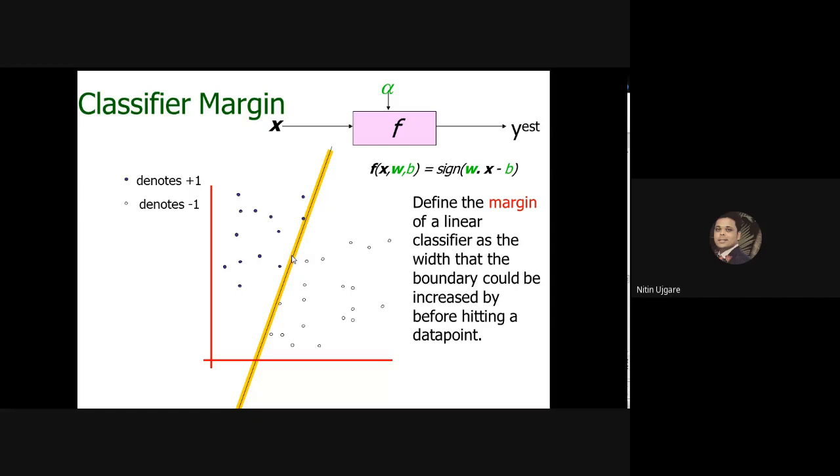We create a margin of a classifier as the width of this solid black line, which is mentioned in between this yellow line. So this yellow line is basically the width of this decision boundary. The margin of this decision boundary is increased until we hit any sample points on both sides, that is on the positive class side as well as on the negative class side. So we have increased the margin of this decision boundary until we hit this negative instance in the negative class.